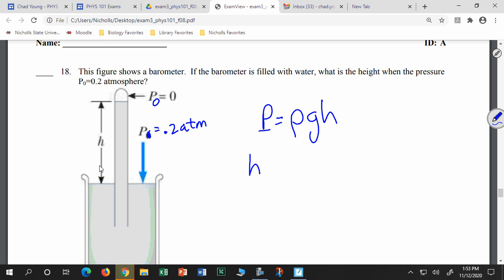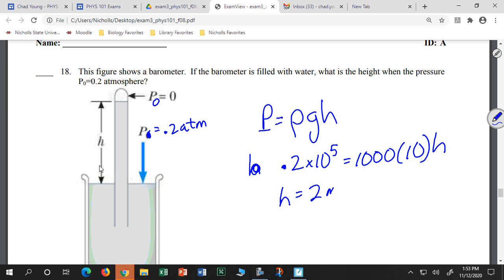If it's filled with water, what's the height at... oh, never mind, I forgot what I said. The pressure is 0.2 times 10 to the 5th, equal to 1,000 times 10 times the height. Now if I solve that for the height, you know what, 2 meters?